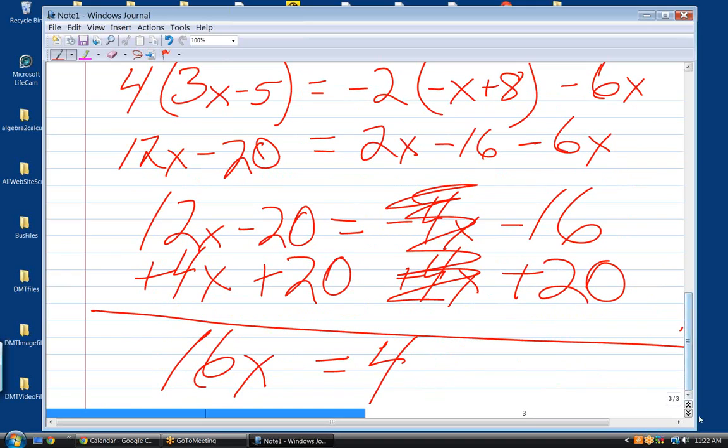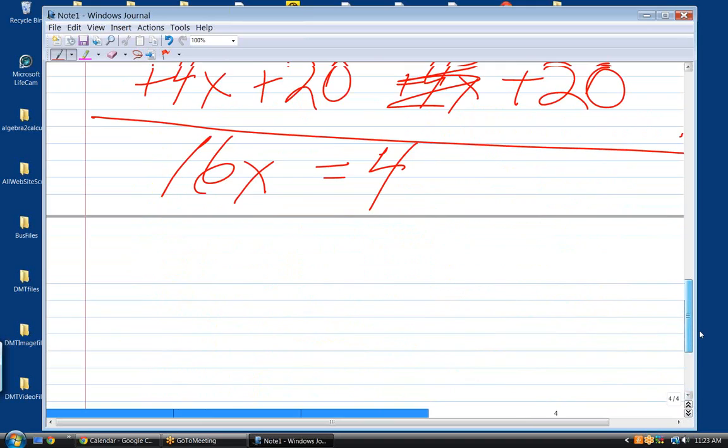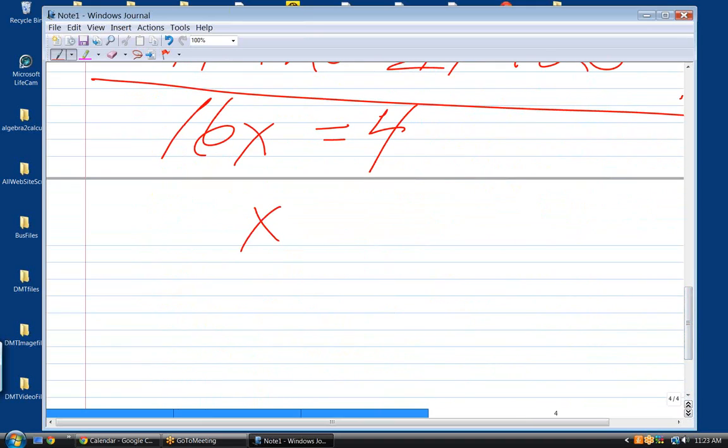And so now we have, divide. So x equals 4 divided by 16. Simplify that. What's 4 divided by 16? Is that a number less than 1 or greater than 1? Oh, that's going to be less than 1. Okay, so it's not 4 then. What must it be?